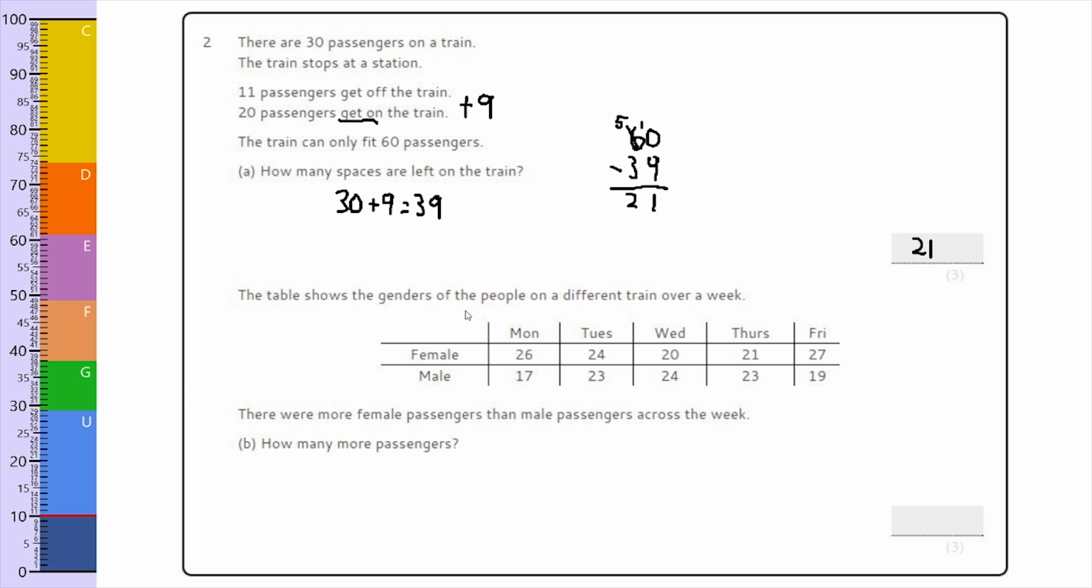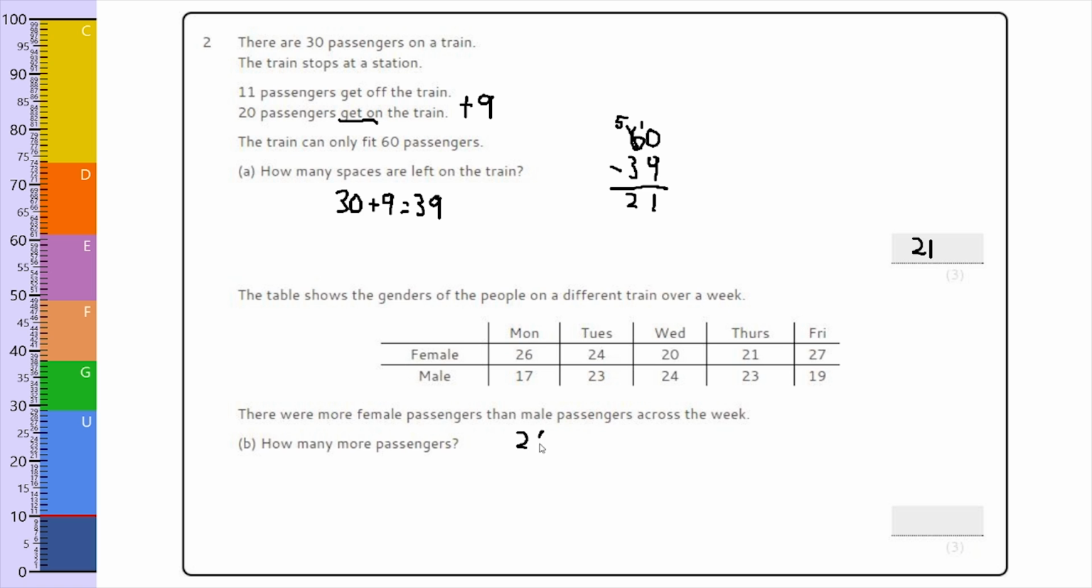Now it says here the table shows the genders of people on a different train over a week. Okay, so male and female there. There were more female passengers than male passengers across the week. How many more passengers? Okay, there's a few different ways of doing this. One way is just adding all of these up and then taking them away. And then one other way is you can just do them individually and work out what the difference is. I'm going to add up all of these numbers because I think it's the more straightforward.